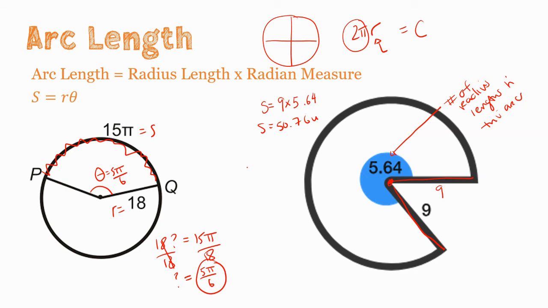So if I want to find the perimeter of this whole Pac-Man, 50.76 plus 9 plus 9. Make sure I pay attention to the question. So I got 68.76 units. Okay? Awesome.